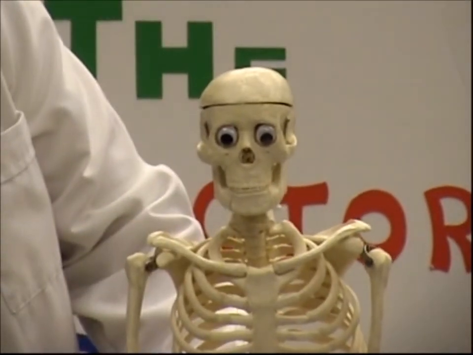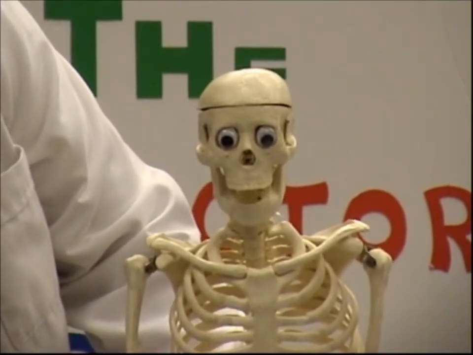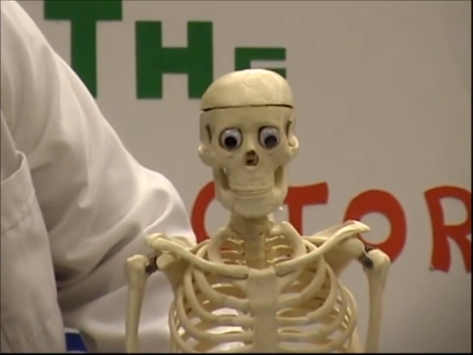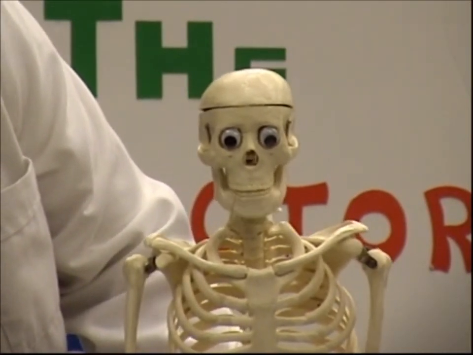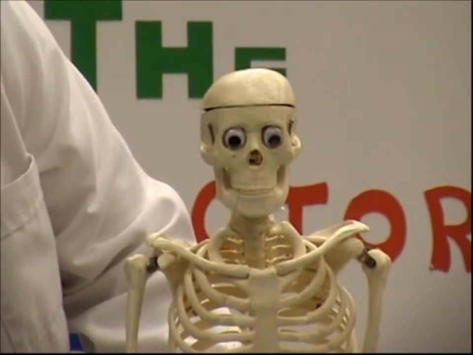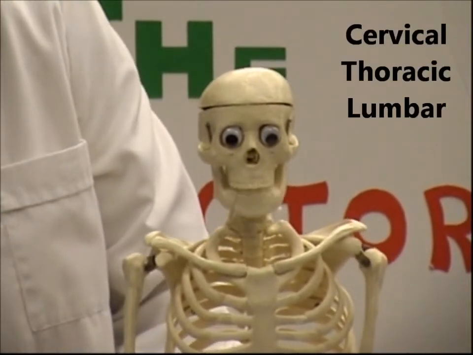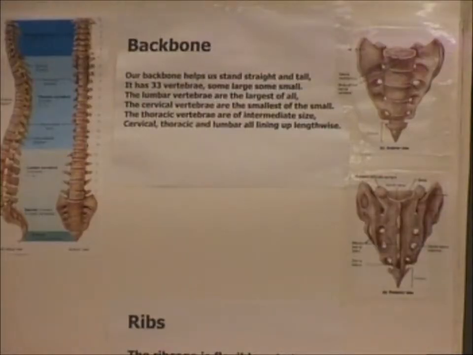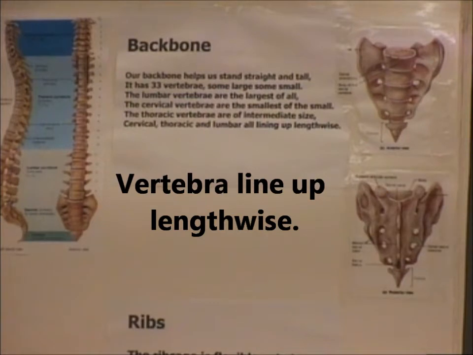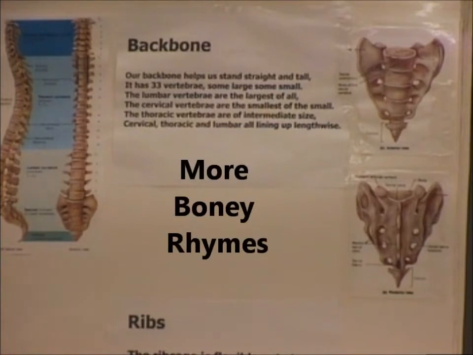Yes, indeed. The backbone. Our backbone helps us stand straight and tall. It has 33 vertebrae, some large, some small. The lumbar vertebrae are the largest of all. The cervical vertebrae are the smallest of the small. The thoracic vertebrae are of intermediate size. Cervical, thoracic, and lumbar all lining up lengthwise. Ah, very good. So they all line up, hopefully, lengthwise, all right? You don't want to have them going sideways. Then you've got a problem, all right? If you've got your backbone going sideways, see your orthopedic surgeon, okay, or your chiropractor, I suppose.